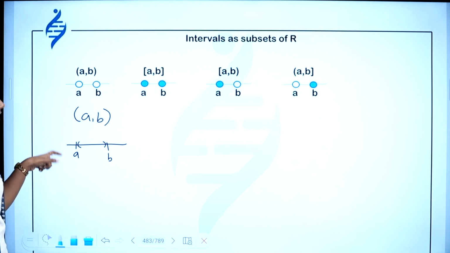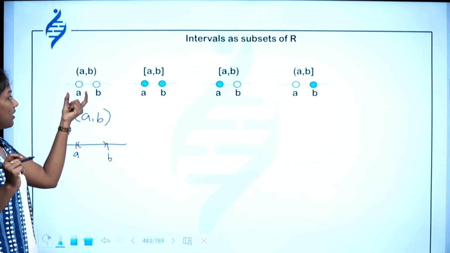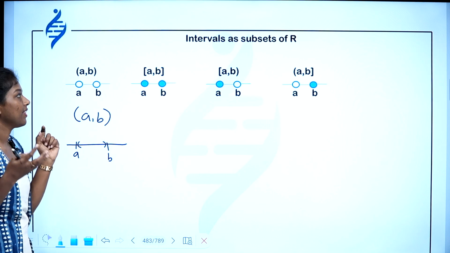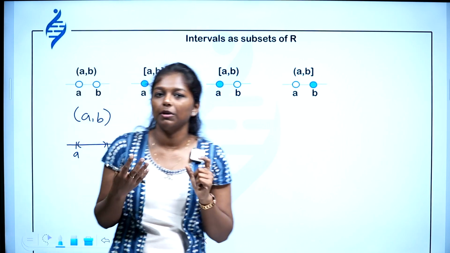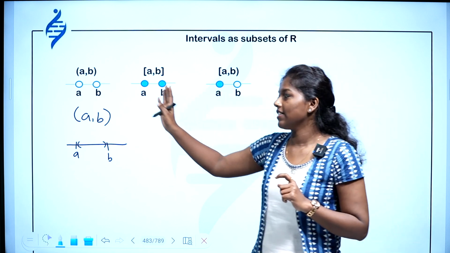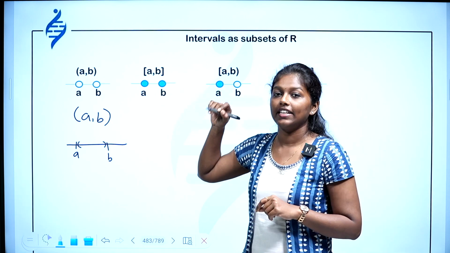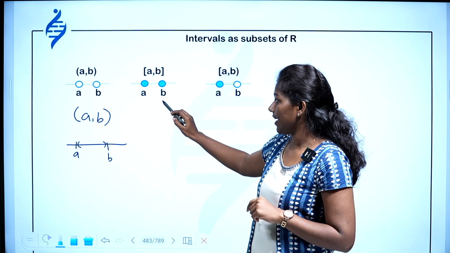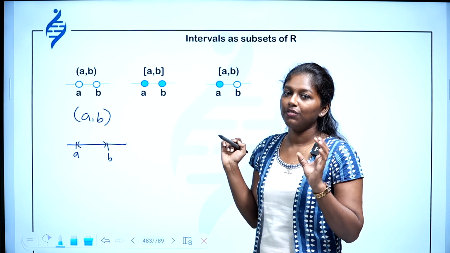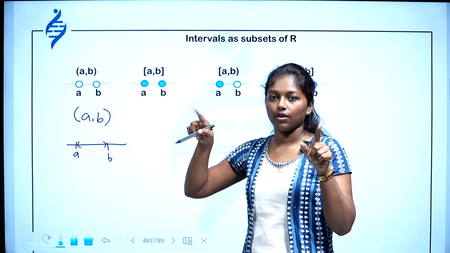So to represent that, they use this notation. If they have given a circle here which is not darkened, then we should be able to understand that it is an open bracket, or a and b are not included. And if a and b are darkened, then we can say a and b are included in that interval. So you have to consider a and b, and it is also represented by a square bracket.